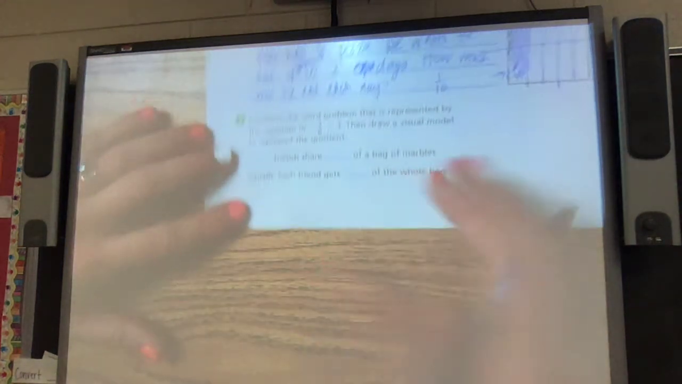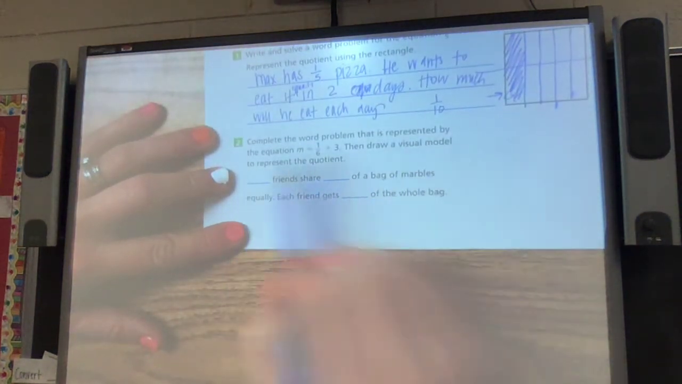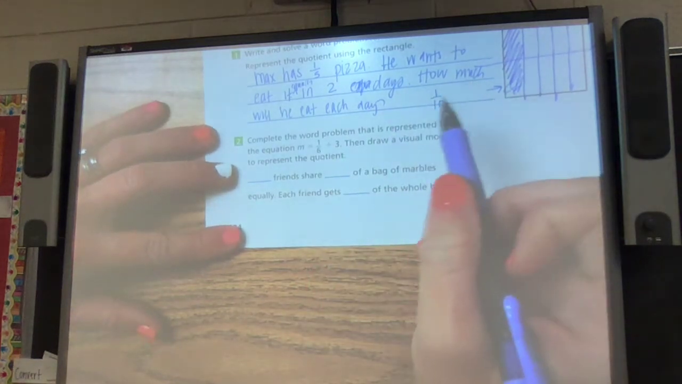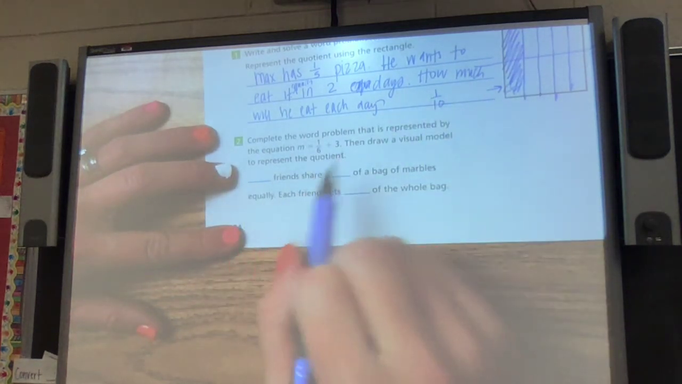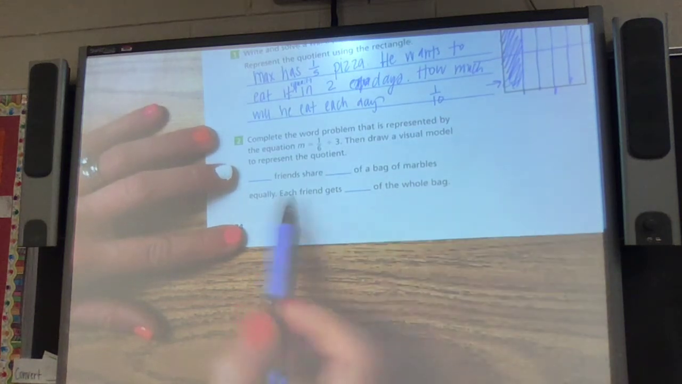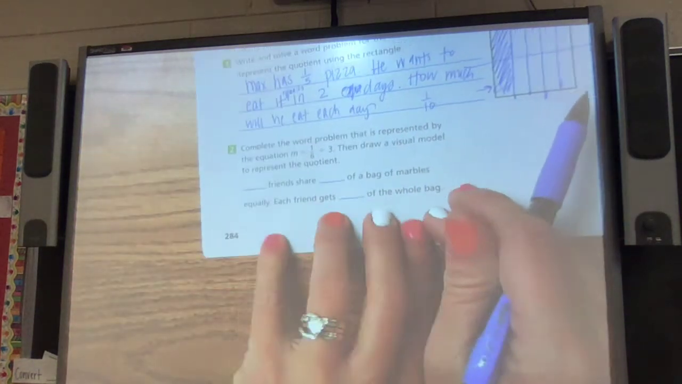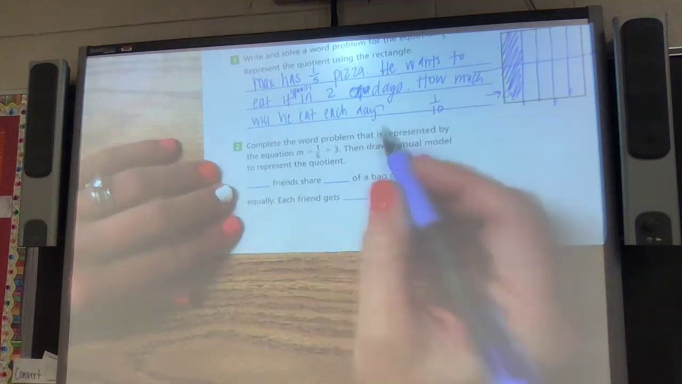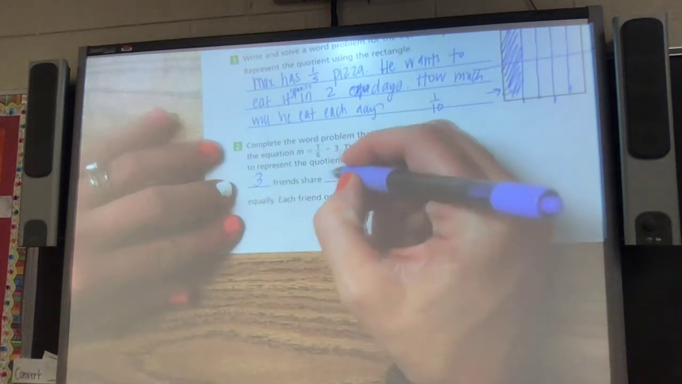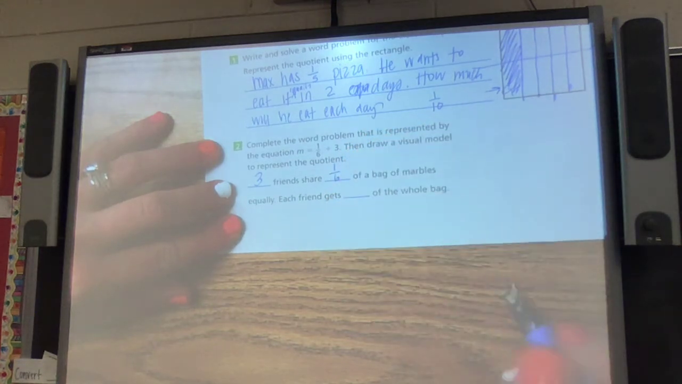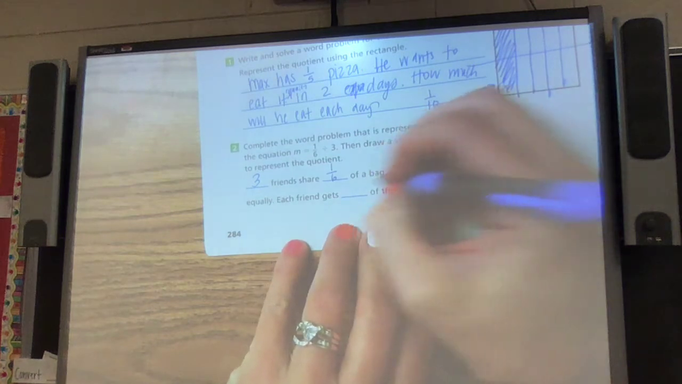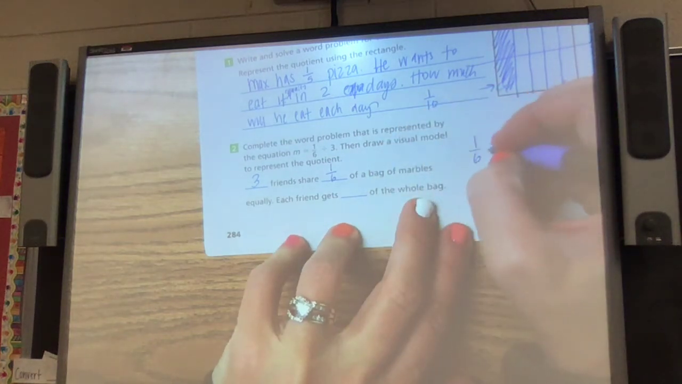Complete the word problem. Let's see if we can fill this in. The equation is 1/6 divided by 3 equals m. Blank friends share blank of a bag of marbles equally. Each friend gets blank. Alright? Are we going to have a sixth of a friend? No, we have 3 friends sharing a sixth of a bag of marbles. Each friend would get what? A 6 divided by 3.